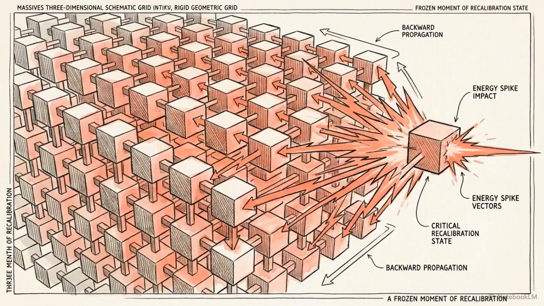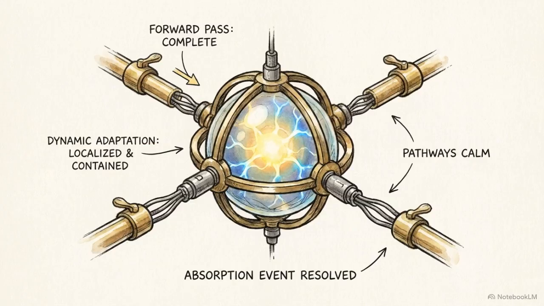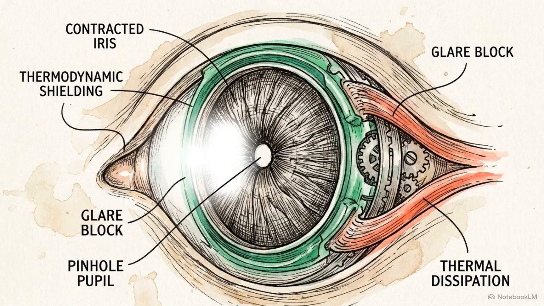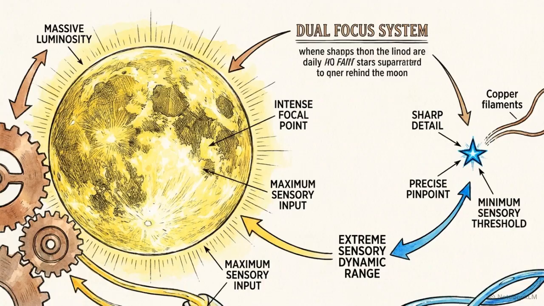In a traditional network, a localized spike requires the entire model to recalibrate thousands of weights via backward passes just to restabilize the loss landscape. Here, the adaptation occurs locally and dynamically in the forward pass. This thermodynamic shielding mechanism is precisely how a biological retina adjusts to look at a dim star right next to a bright moon without going blind.